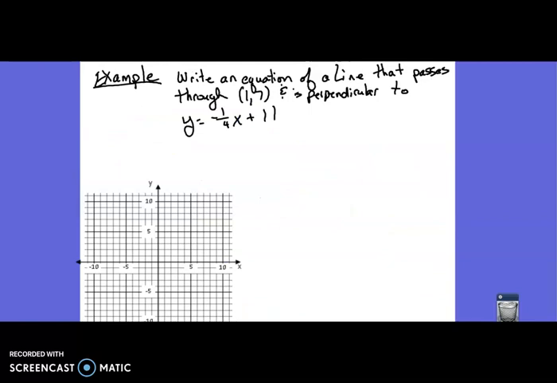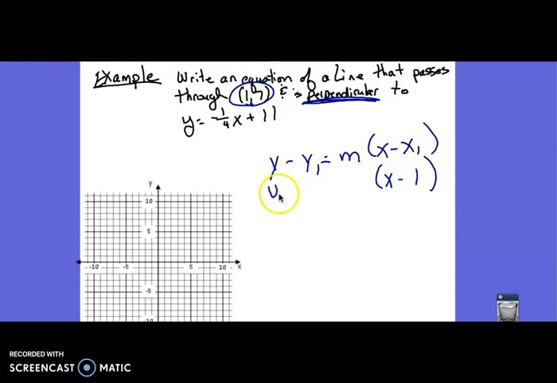And then one last problem. Write an equation of a line that passes through a point. This is very similar to the last one that we did, but this is perpendicular. So we're going to use point slope form. And the point is (1, 7). So we know this is x minus 1, and this is y minus 7. So the question is, what do we use for the slope?